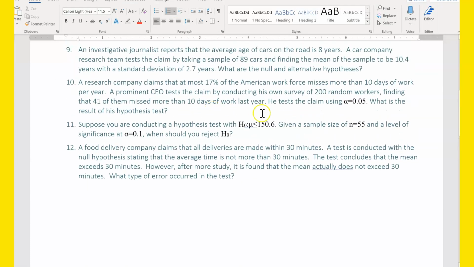Number 10. A research company claims that at most 17% of the American workforce misses more than 10 days of work per year. A prominent CEO tests the claim by conducting his own survey of 200 random workers, finding that 41 of them missed more than 10 days of work last year. He tests the claim using alpha equals 0.05. What is the result of this hypothesis test?